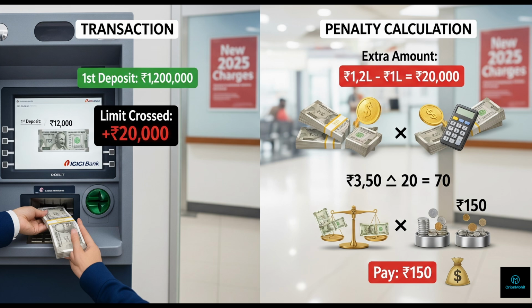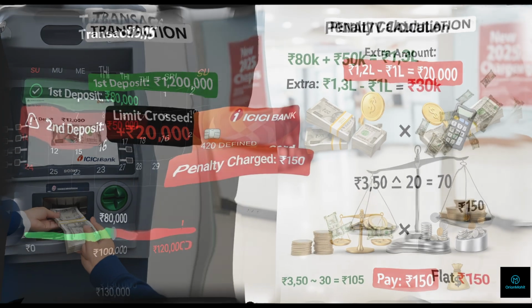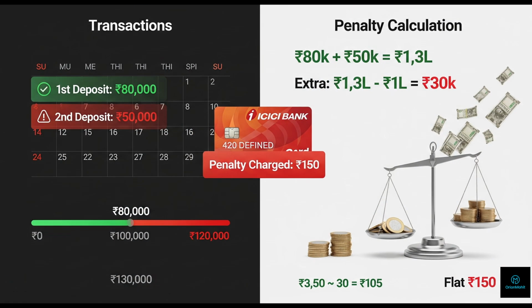And now let's understand the total amount rule with 3 examples. In our first example, if the customer wants to deposit 1,20,000 rupees in the first transaction, for the additional 20,000 rupees, multiplied by 3.5, the total is 70. Compared with 150, since 150 is higher, the customer will have to pay 150 rupees as a charge. In our second example, if the first transaction is 80,000 and the second transaction is 50,000, for the additional 30,000, we multiply by 3.5, so the total is around 105. In comparison to 150, since 150 is higher, the customer will have to pay 150 rupees as a charge.